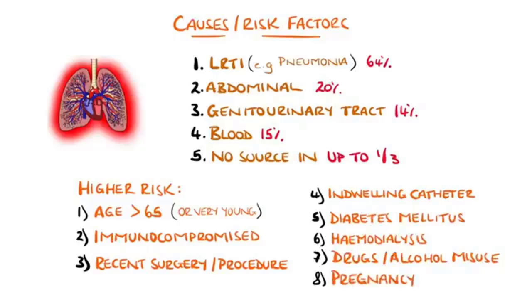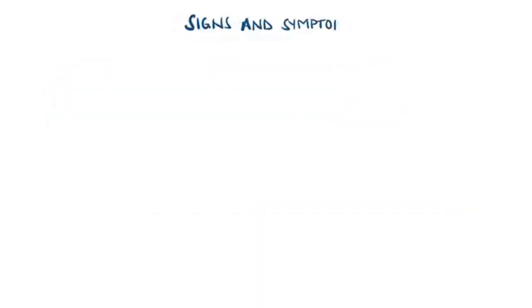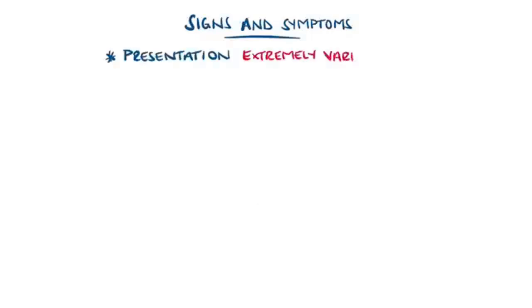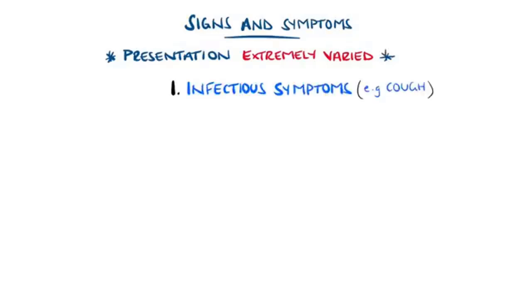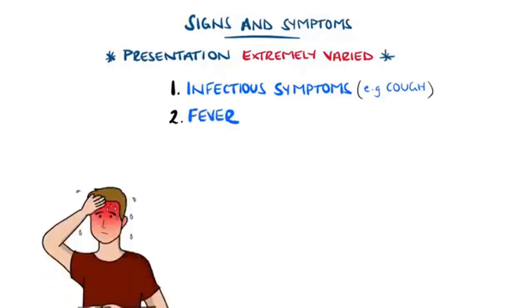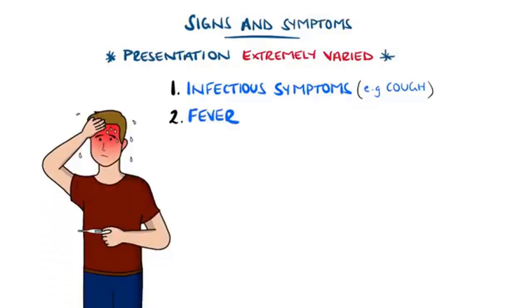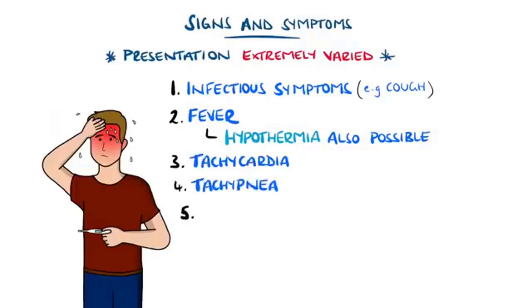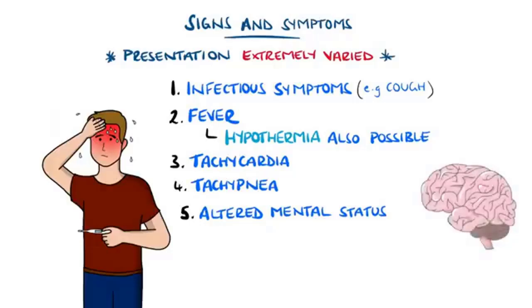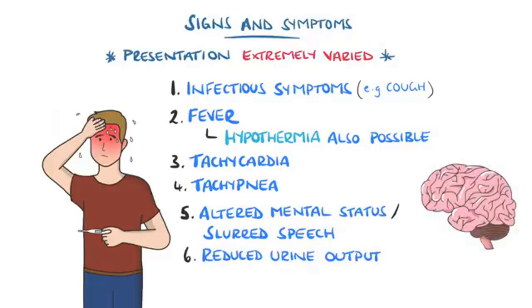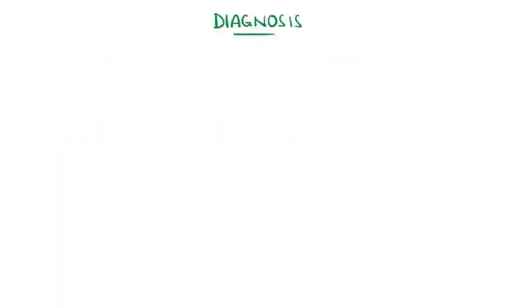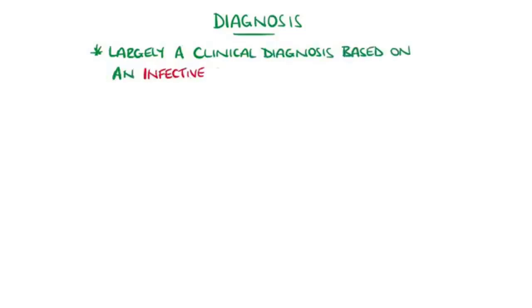Sepsis has an extremely varied presentation, usually featuring some source of infection with its own features, for example a cough in pneumonia. A fever is usually present, but it does not have to be. For example, in the elderly, this may be absent. And remember that hypothermia may also be a manifestation of sepsis. Other possible features include tachycardia, tachypnea, altered mental status or slurred speech, and a reduction in urine output. Overall, it is a clinical diagnosis based on the presence of an infection and organ dysfunction.